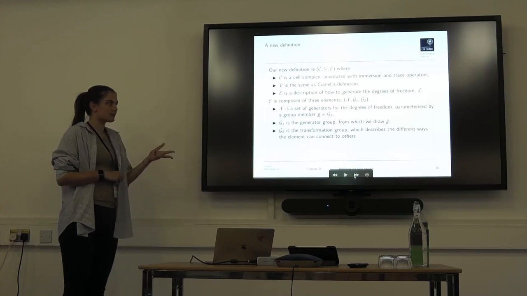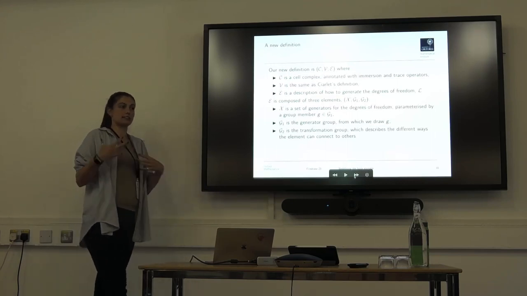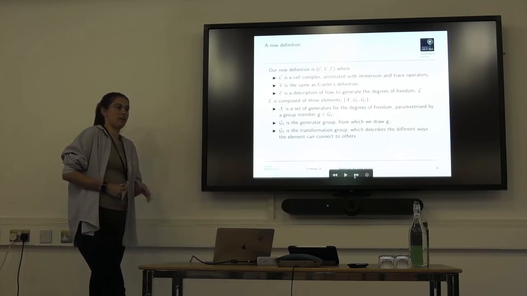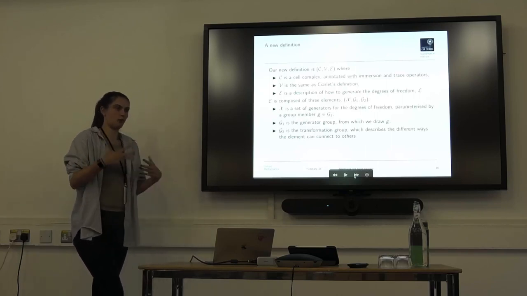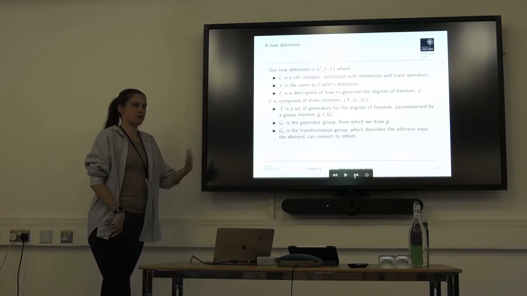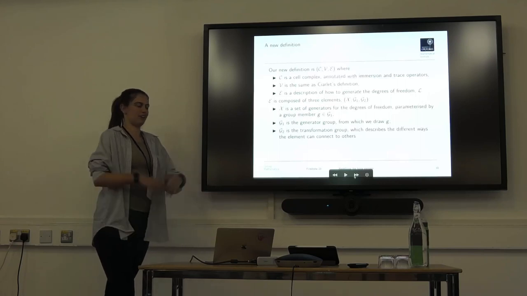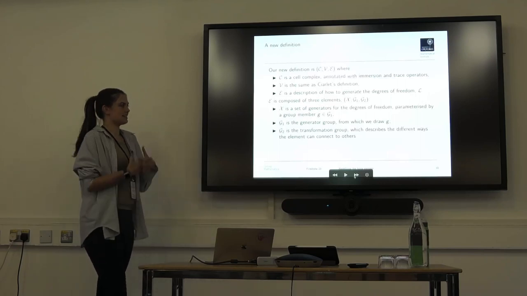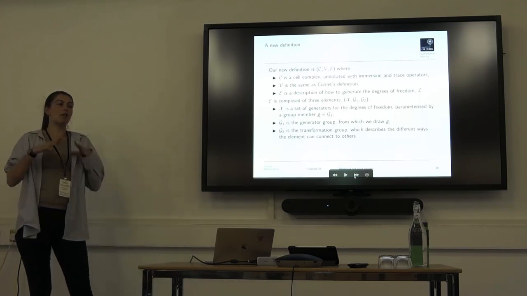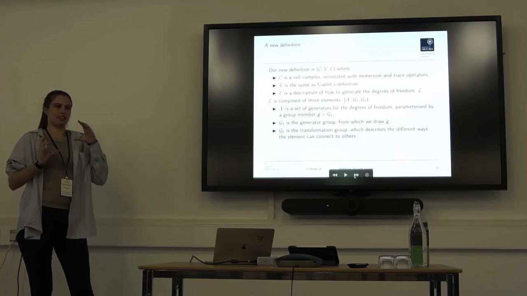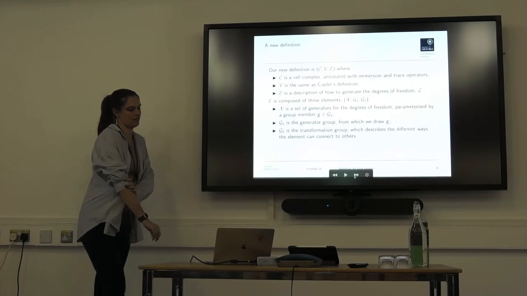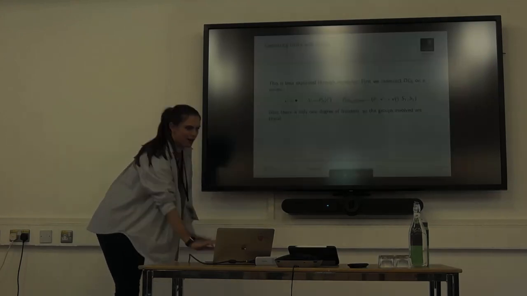So we have X, which is a set of generators, so like a subset of your degrees of freedom, that are parameterized by a group member that then allows you to transform that degree of freedom into the rest of the degrees of freedom. Then you have the group that you draw G from, the symmetry group that you're using. And G2 is a transformation group, which defines how, once generated, the degrees of freedom will transform, the different ways they can be arranged, or how many there are. So this is quite confusing without examples.